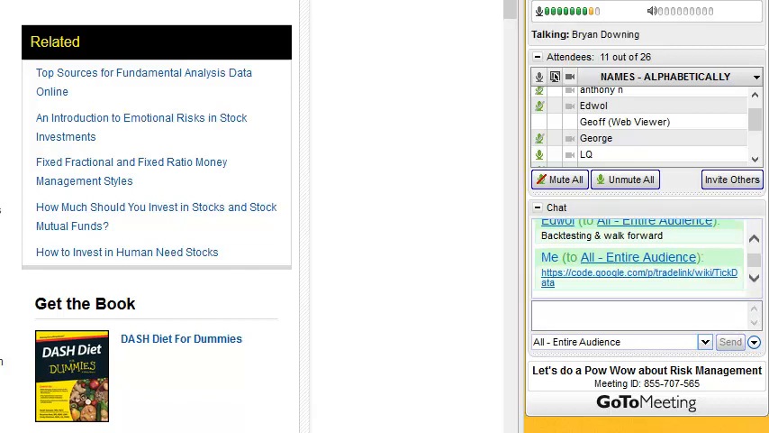I just put a link in here on TradeLink backtesting, how you can use it, using something called Codetopia, which is one of the apps built in. Hopefully that'll help you out, George.